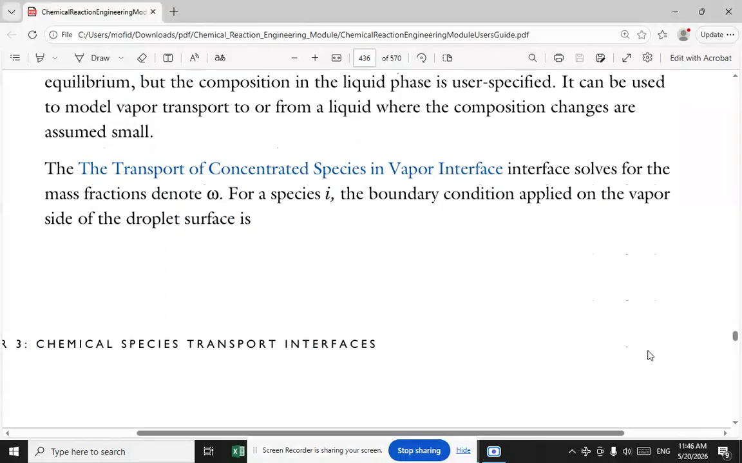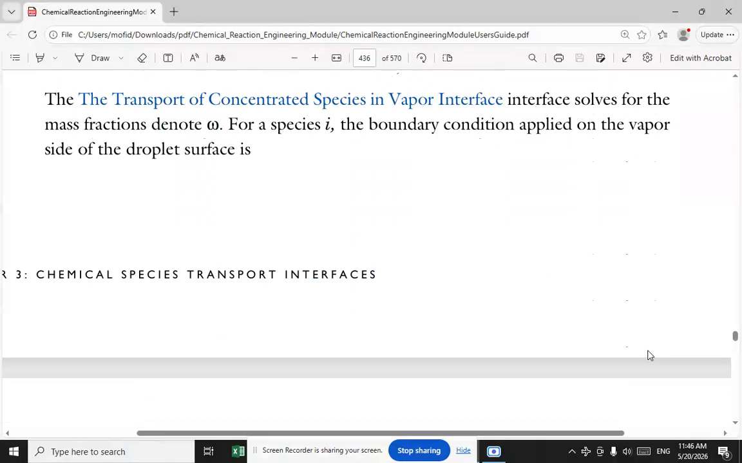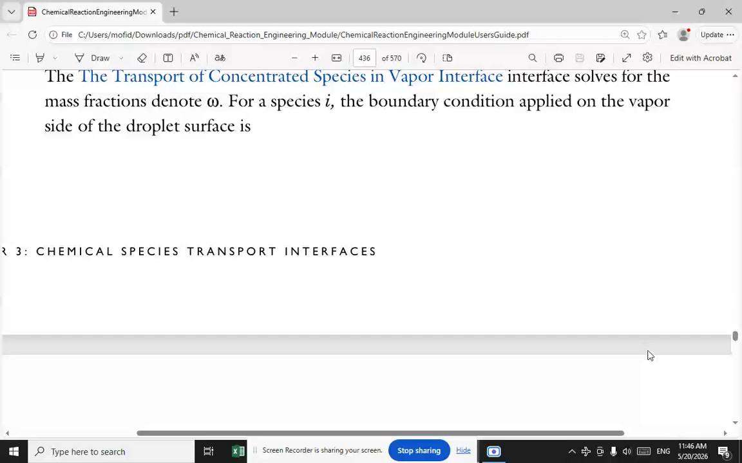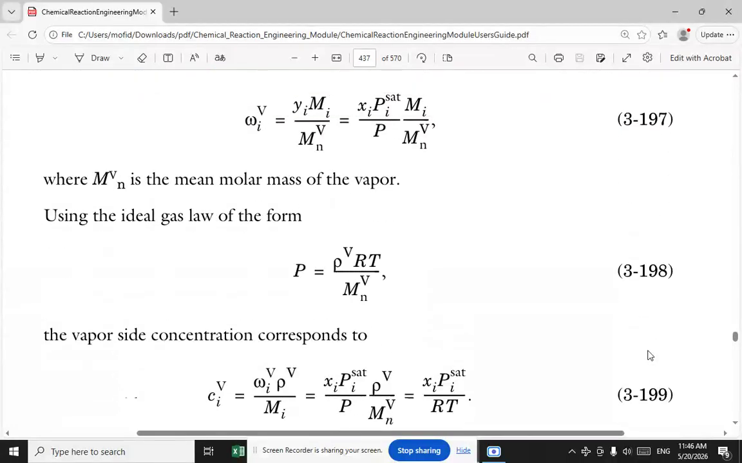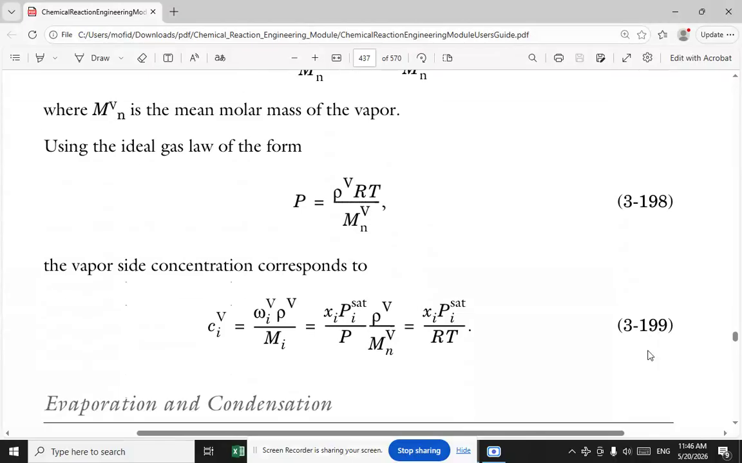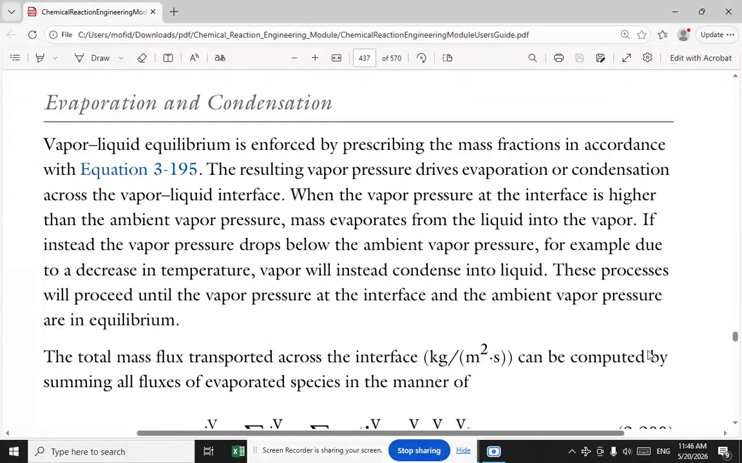The Transport of Concentrated Species interface solves for the mass fractions, denoted omega_i, for the species. The boundary condition applied on the vapor side of the droplet surface is as follows, where M_n^V is the mean molar mass of the vapor using the ideal gas law of the form as follows. The vapor side concentration corresponds to the Raoult's law formulation. Now I want to go to the evaporation and condensation.